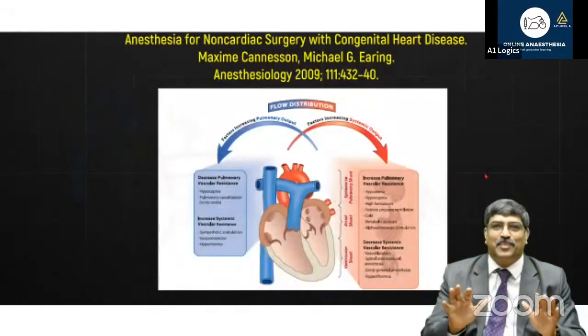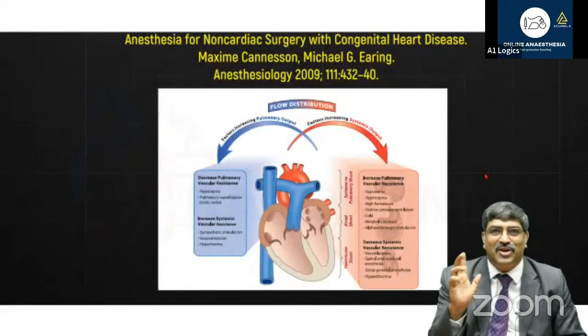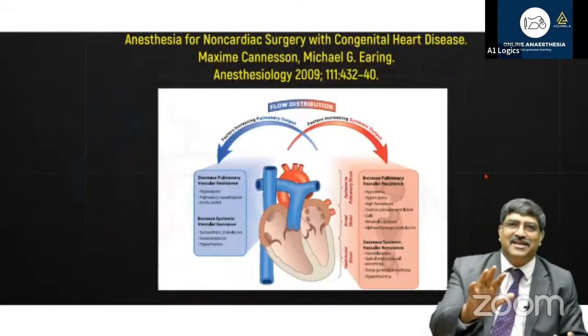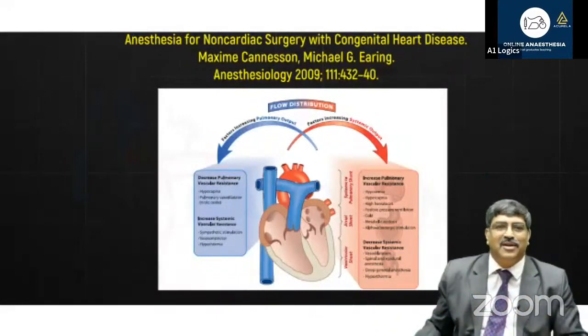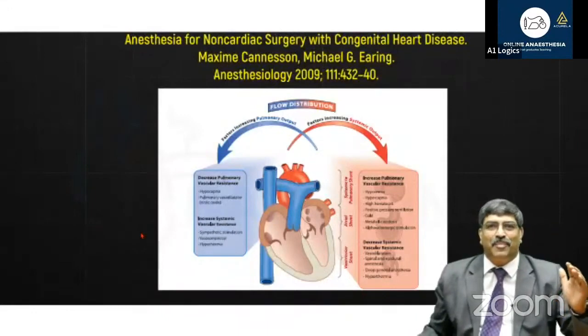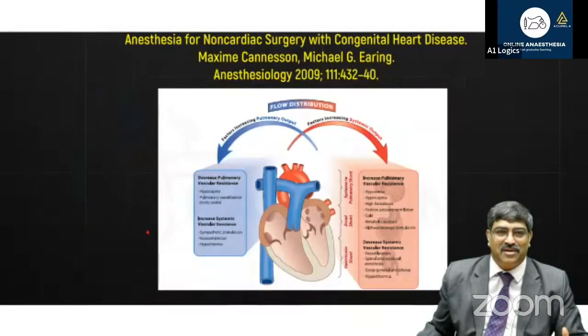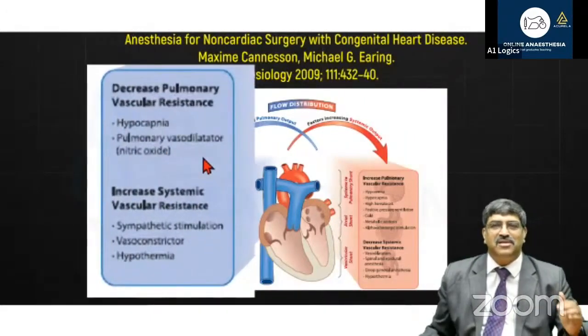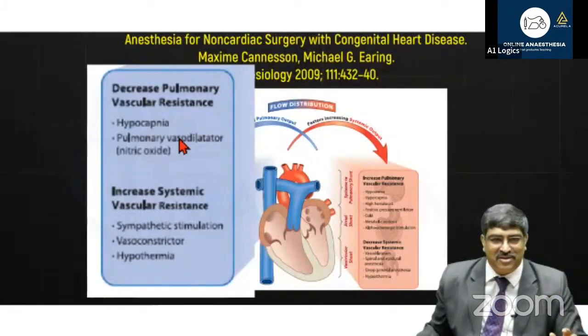Coming to the last part, as an anesthesiologist you play a major role to either increase the pulmonary blood flow or maintain the forward flow, the cardiac output. So, you have to know the factors which decrease the pulmonary vascular resistance or increase it. Similarly, for systemic vascular resistance, the first and foremost is decreasing your pulmonary vascular resistance. You have hypocapnia, and the use of pulmonary vasodilators decreases your pulmonary vascular resistance.